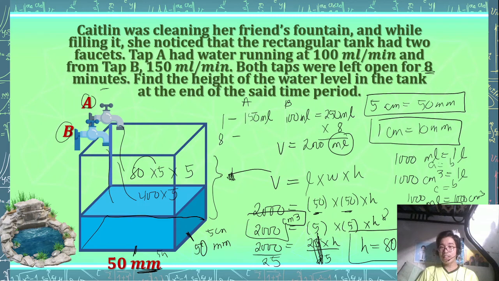The height of the water level at the end of the 8 minutes of the water being filled in the rectangular tank is going to be equal to 80 cm. Or if we want to convert that to millimeters, that's going to be 80 times 10, or 800 millimeters for this problem. So this is the height of the water level after 8 minutes, and that's how we solved it.